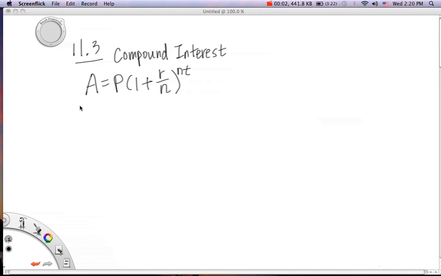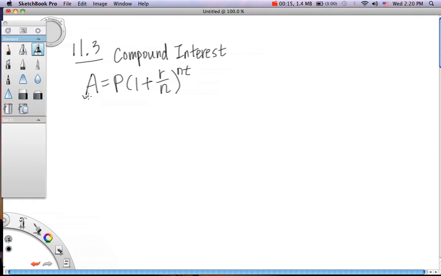Now let's talk about compound interest and how to use the formula for compounding interest. The formula of compound interest is right here, and the key thing is to know what each letter means. So A means the total amount in the account. P is referring to principal.